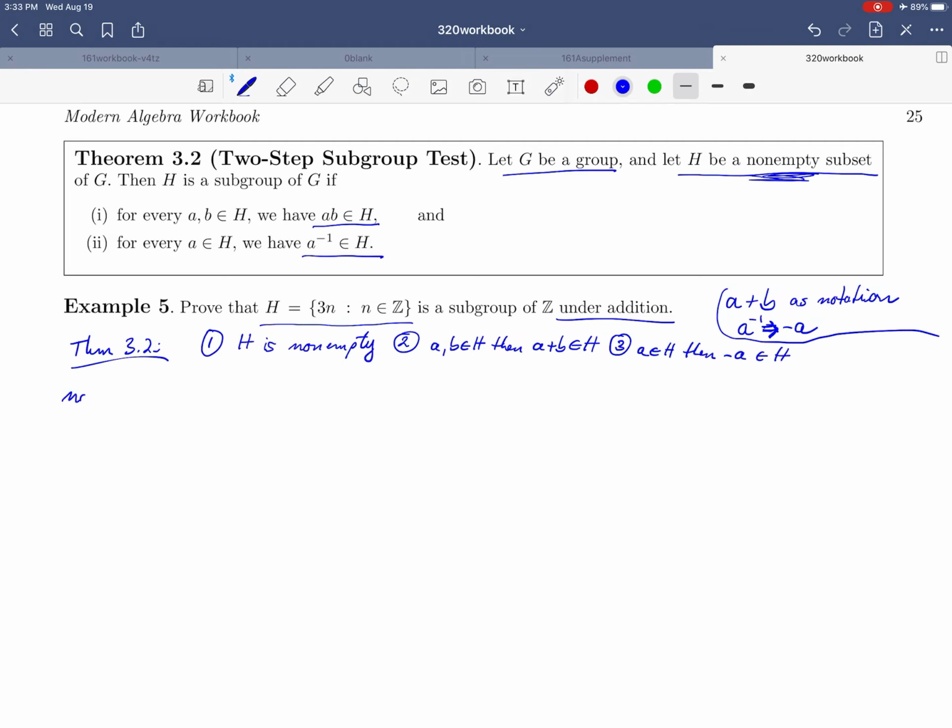So non-empty. To show that something is non-empty, we just have to show one thing that's in there. We could go with all kinds of things, but an easy one that often works quickly is to go with the identity. So the identity element is 0, and 0 is certainly in H, since 0 is 3 times 0, and 0 is an integer. So there's not even that much that we need to show. So H is non-empty.